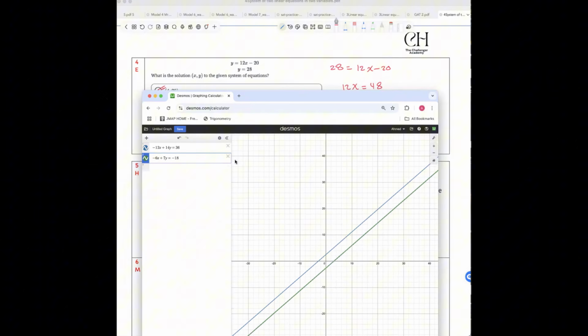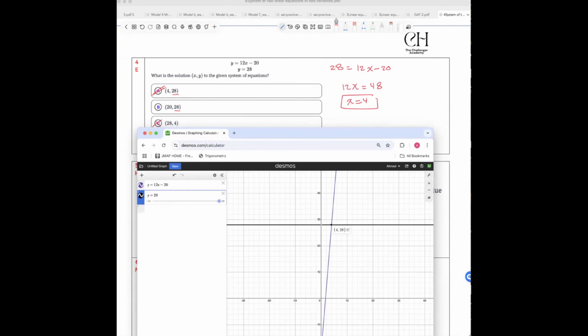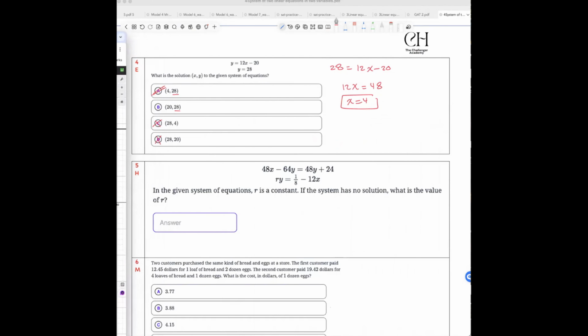Now we can use Desmos, just graph both. The first one, y equals 12x minus 20. And the second one, y equals 28. So this is the point of intersection. It's 4 and 28. So the answer is 4 and 28. You can answer it using this method or using Desmos. It's better, I think, to use Desmos to answer this question. Let's move to question 5.